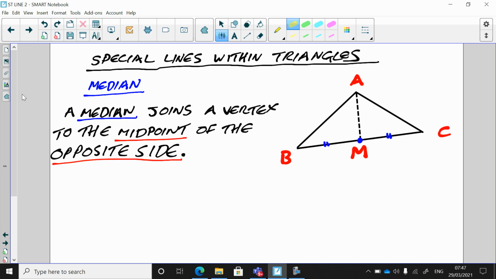and here a median is a line that comes from one of the corners or vertices. We've got 3 vertices, and it goes to the midpoint of the opposite side. So I'm just coming out directly from A, sort of going down to the bottom, and I'm finding the midpoint of BC. I'm calling that the midpoint M. So that there, the line going from A to M, that's actually a median.